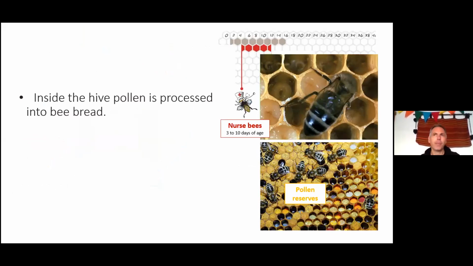Once the foragers return to the nest, the pollen is greatly manipulated and processed by hive bees. Mainly nurse bees of 3 to 8 days of age are in charge of processing this pollen. They are the ones who consume most of the pollen from the reserves.